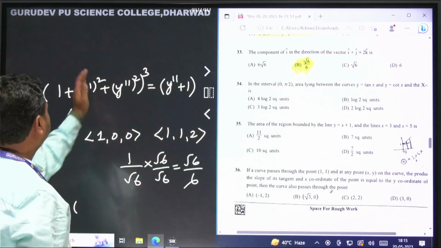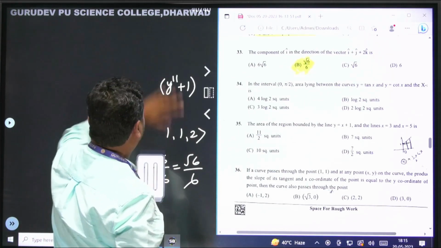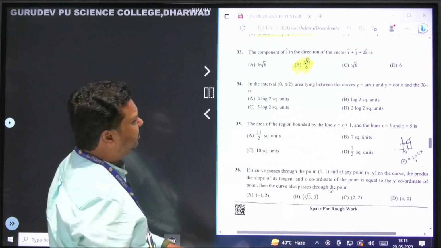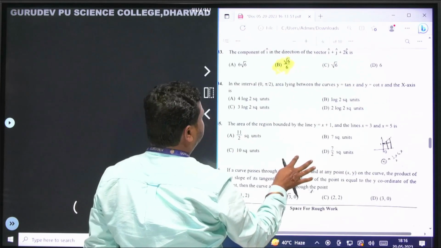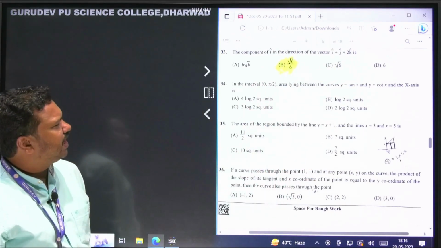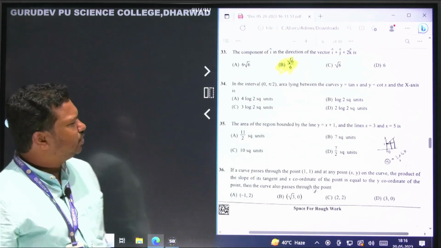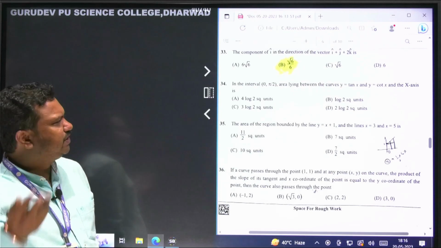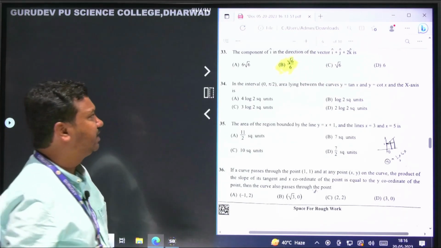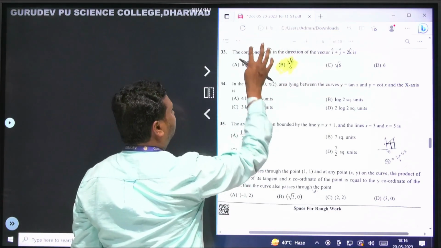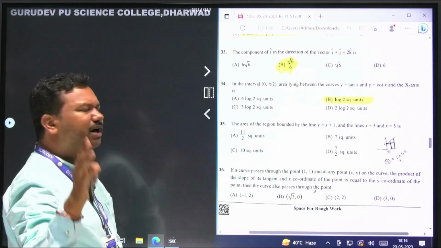Okay, the next, let me go for the 34th question. Again a tan x and cot x relation is given. It is given that in the interval 0 to pi by 2, the area lying between y is equal to tan x and y is equal to cot x and the x axis is asked. So you know that you have to take the difference in the interval 0 to pi by 2, then find the integral. It is a question on application of integrals. As I solved it, the answer I got is log 2 square units. Log 2 square units is the right answer.